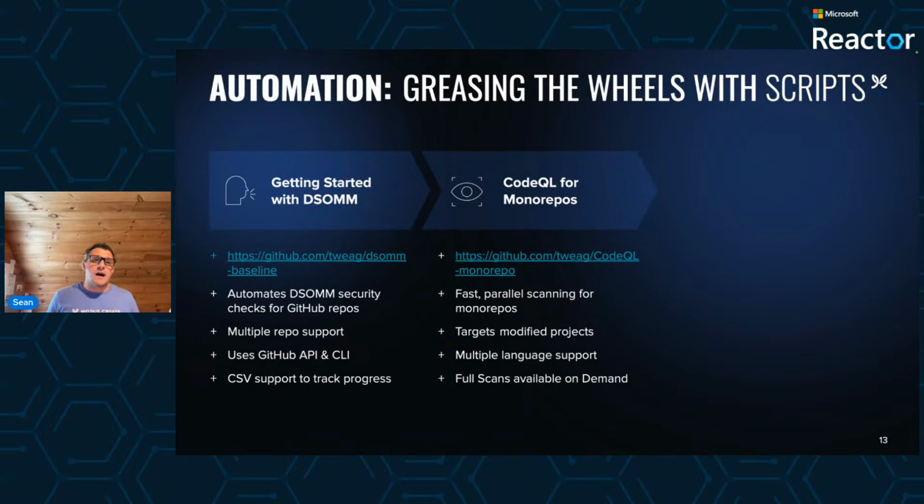Now, the CodeQL Monorepo project was created in response to another enablement client that was using one GitHub organization with one massive monorepo. And just to quickly touch on a monorepo, they're repositories with multiple related projects. Each project often has differing programming languages as well as their own file structure.